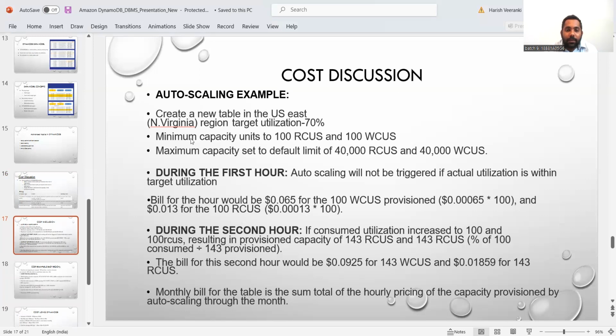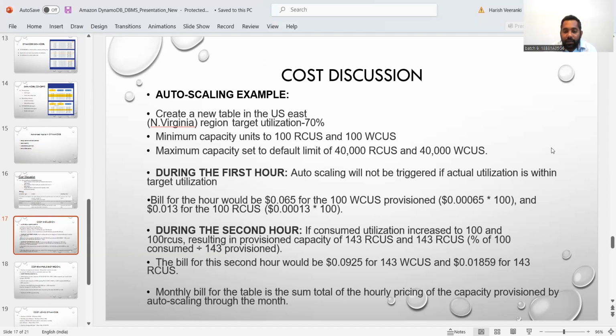In the auto scaling example, we create a new table in US East, that is the North Virginia region, with target utilization of 70%. The minimum capacity units are 200 RCUs and 100 WCUs, and maximum capacity is set to the default limit of 40,000 RCUs and 40,000 WCUs. During the first hour of using DynamoDB, auto scaling will not be triggered if actual utilization is within the target utilization. The bill for the hour would be $0.065 for the 100 WCUs provisioned and $0.013 for 100 RCUs provisioned.